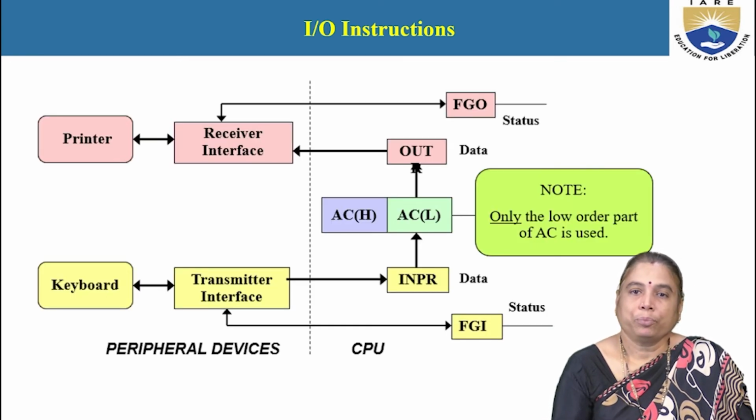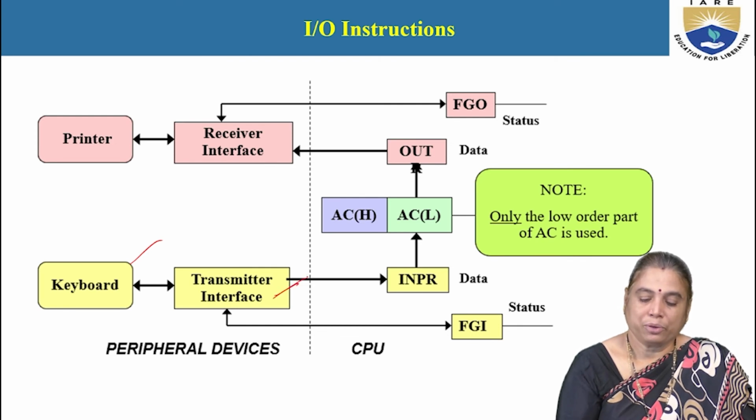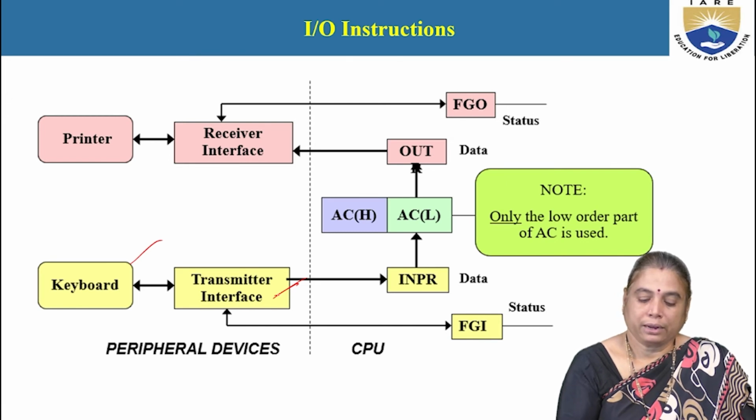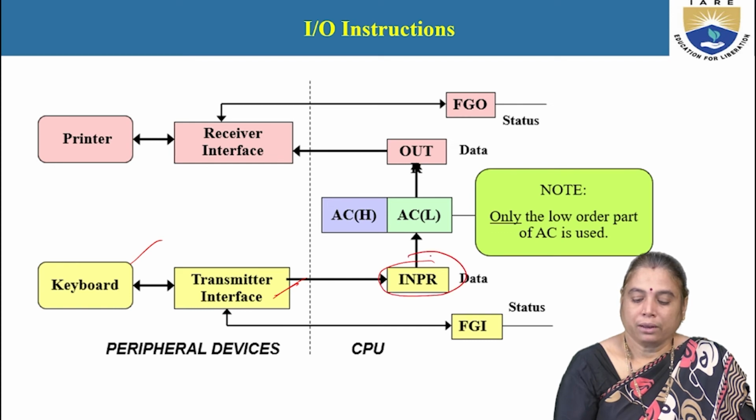So how can these input-output operations be carried out? Here the keyboard is taken as a sample input device. The interface is used, and generally the input-output processor takes care of it. This is the interface between the CPU and the input device, the transmitter interface, and this is the INPR register. The data is first transmitted to the INPR register. From there, it is transferred to the accumulator's low-order bits. And by checking the FGI flag, the transmitter interface can be activated.